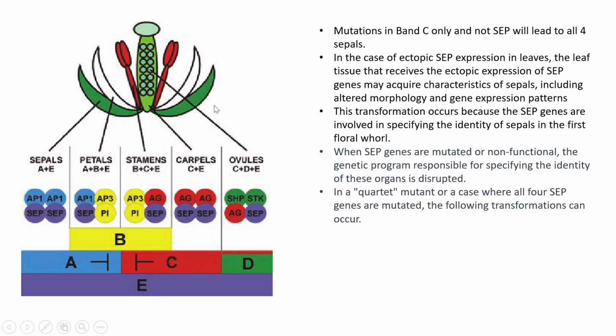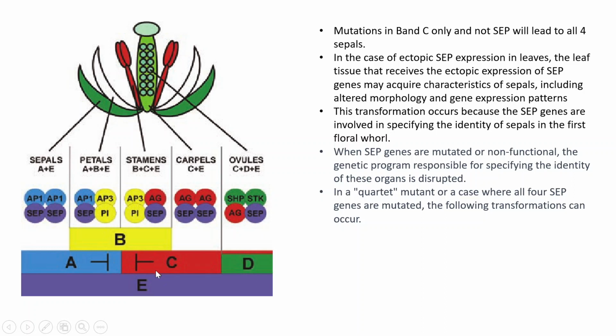So in another diagram, if I simplify it for you guys, this is easier to understand. A and C inhibit each other. So in sepals we have A plus E. So if you see here, A gives these protein, AP1, SEP, E gives the SEP. Petals, A plus B plus E. So these yellow things come from the B.